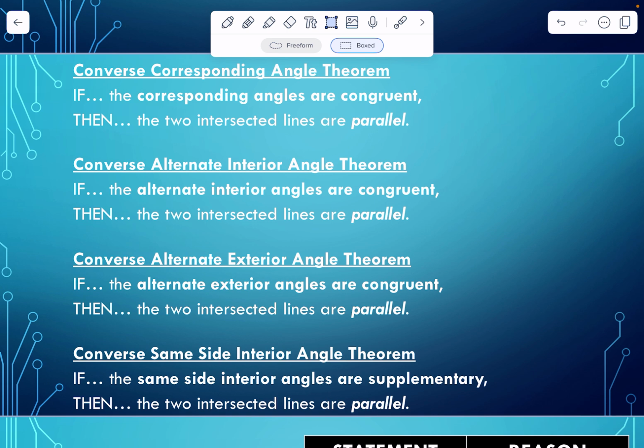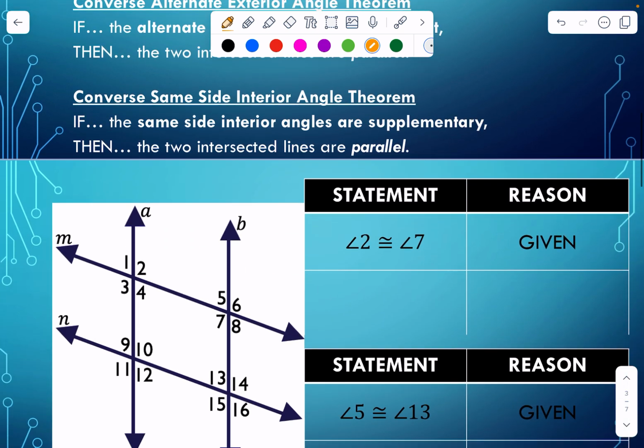Now, when we talk about the converses, here's the thing we have to realize. We have to say that angles are corresponding, for example, and we also have to say that they're congruent. So there are two things they have to be, corresponding and congruent. Then we say the two lines are parallel. It's very similar to what we did on day 1, except we're going in reverse. We have to prove that that relationship exists and that it is congruent in order to say that the lines are parallel. Okay, and that goes for a lot of those. So let's try this.